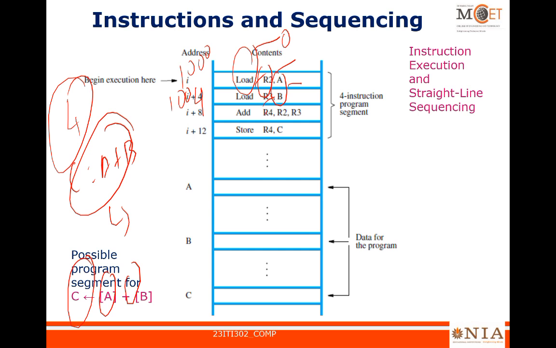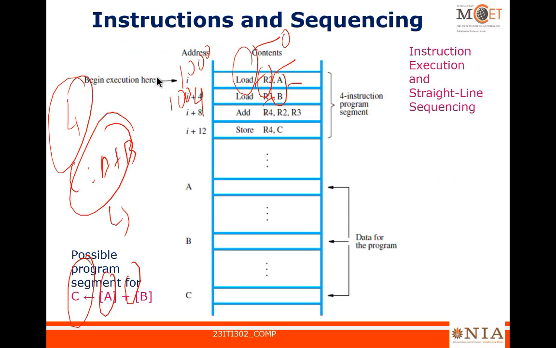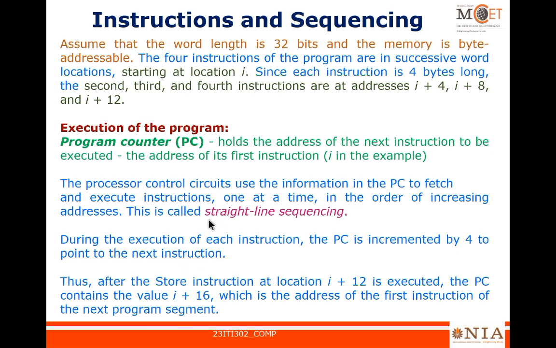The next thing we need to cover is the execution of a program. Normally program execution is done with straight line sequencing, whereas in RISC and CISC there are 5-stage pipelining options, which we will see in detail in the RISC and CISC discussion. The straight line sequencing is taken care of by the program counter, PC, in the processor. The program control circuit uses the information in the program counter to fetch and execute instructions one at a time, in increasing order of addresses. This is called straight line sequencing.